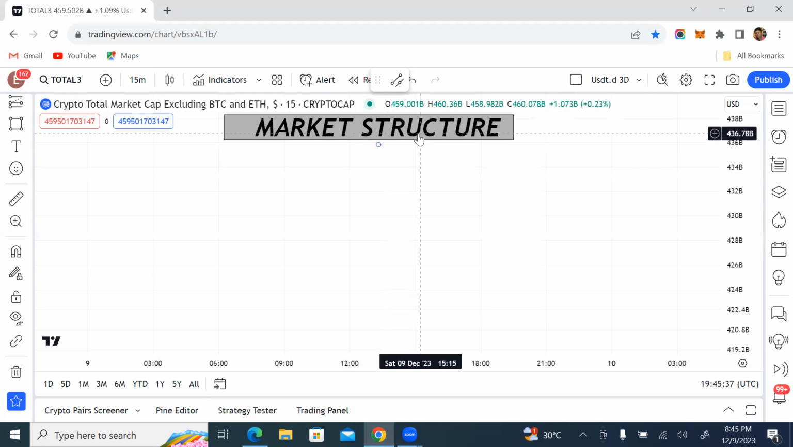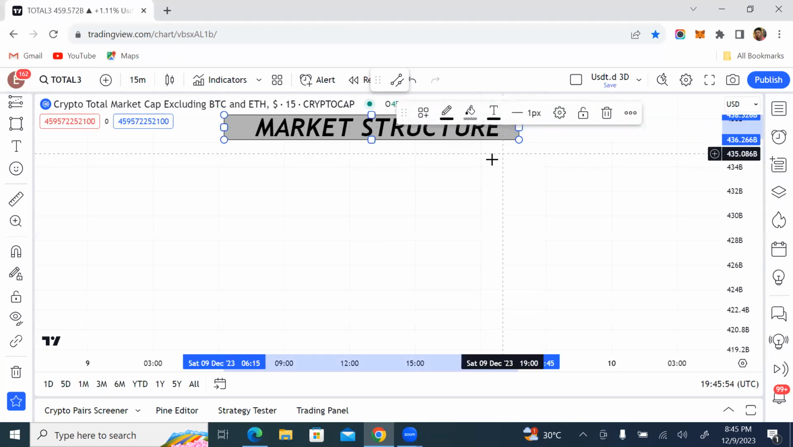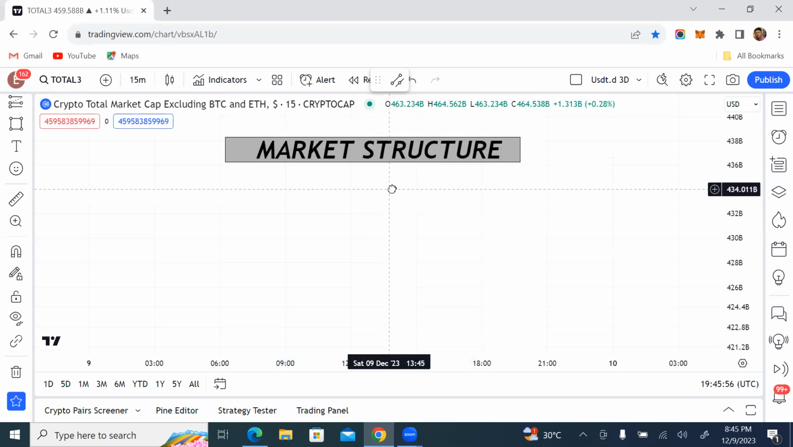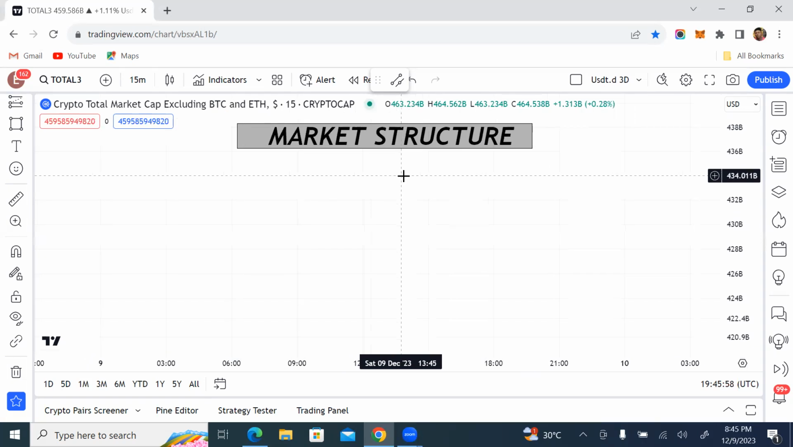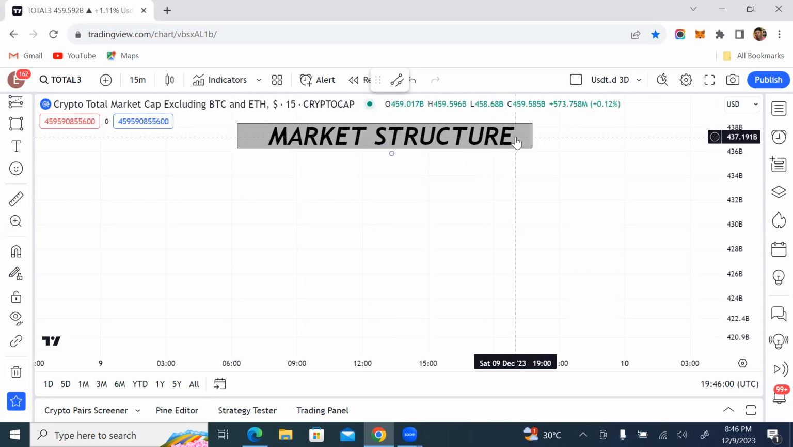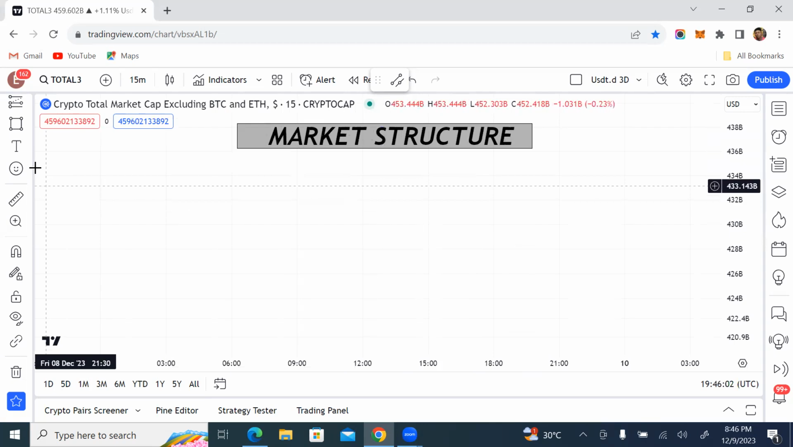Structure, on the other end, simply means that it is defined. It has rules and regulations. It has policies that govern it. So, in the context of market structure, what we are saying is that in your trading, the market has a structure that you must follow, you must align with. If you don't align with the structure of the market, you're going to be having problems.